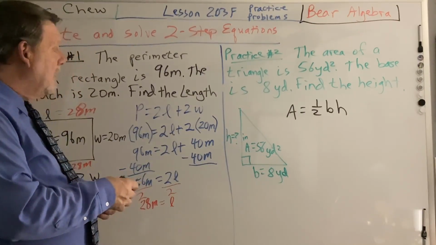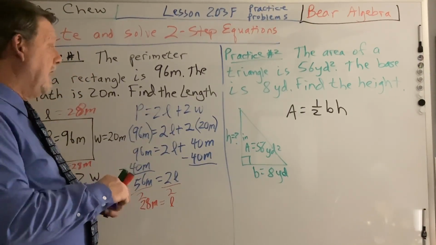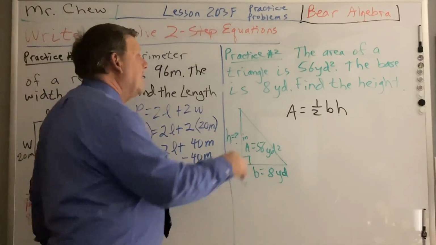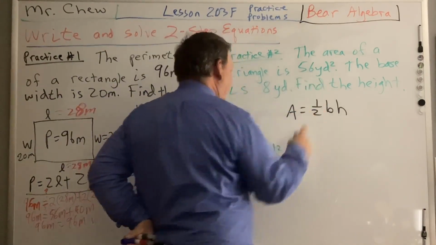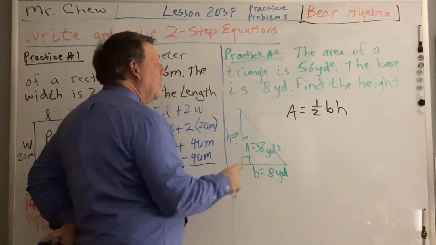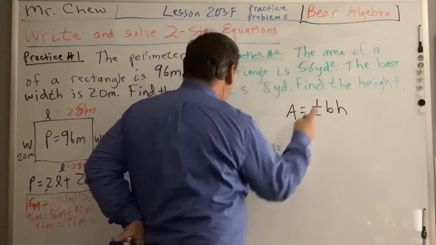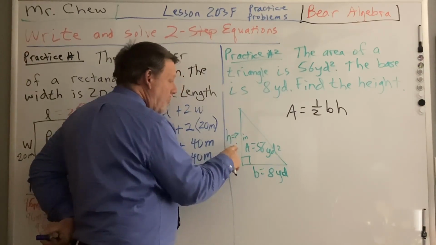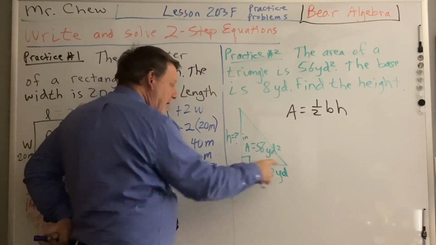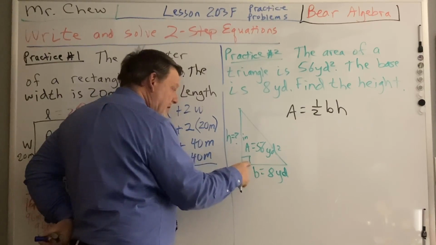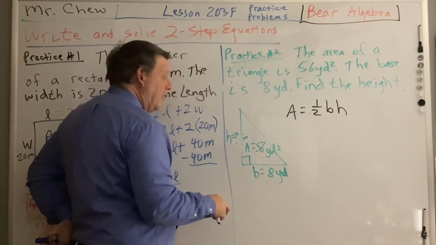So we look to see what we're substituting here. It tells you I've got a triangle that has an area of 56 yards squared. The base is 8 yards down here. The height, I don't know, find it. So here's my H, I got a question mark here. Remember, the height and the base have to intersect perpendicularly. So it has to be a right angle here, and it does.